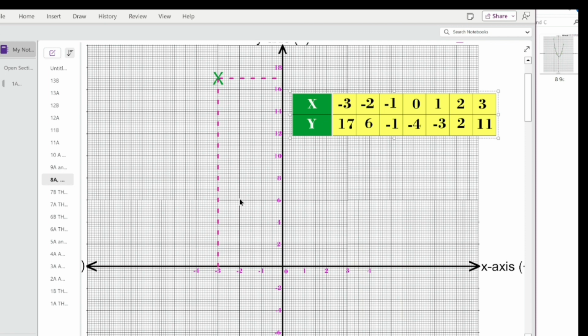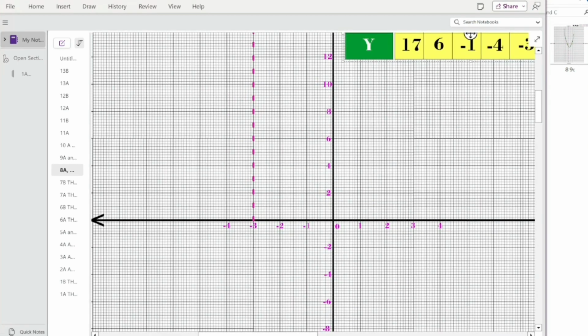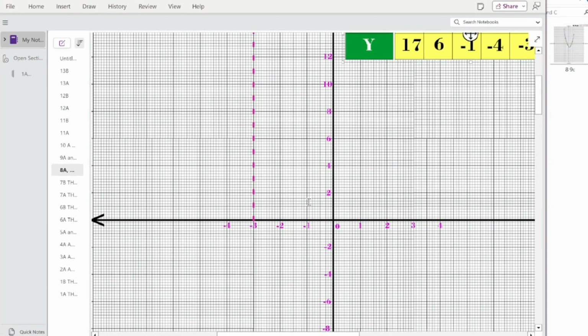This is positive y. So we'll take it minus 2 and plus 6. So our second point will be here. The next line says when x is minus 1, y is minus 1. This is 0, this is negative 1 on the y-axis, so it's somewhere here. Next point is actually here.